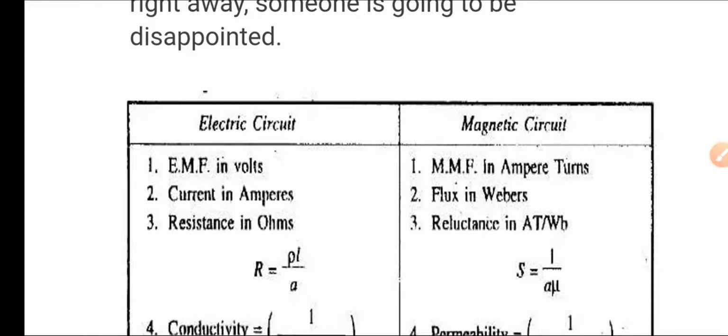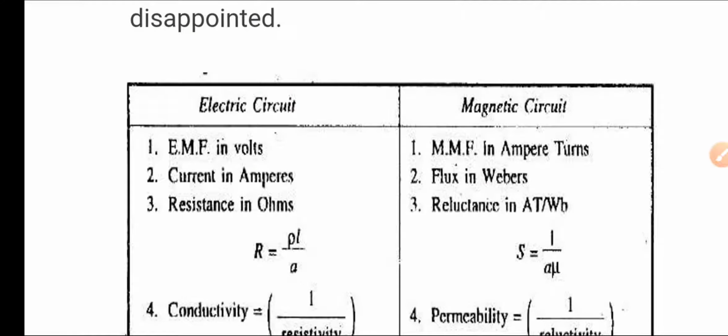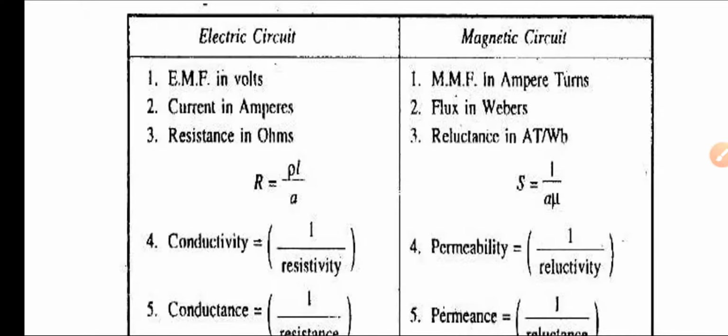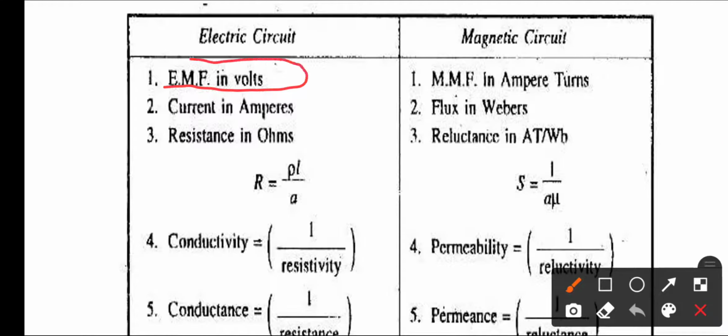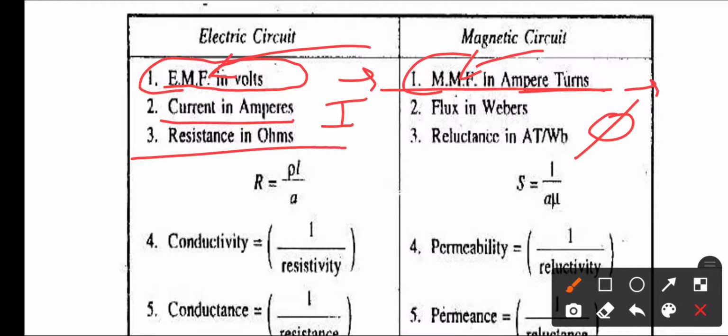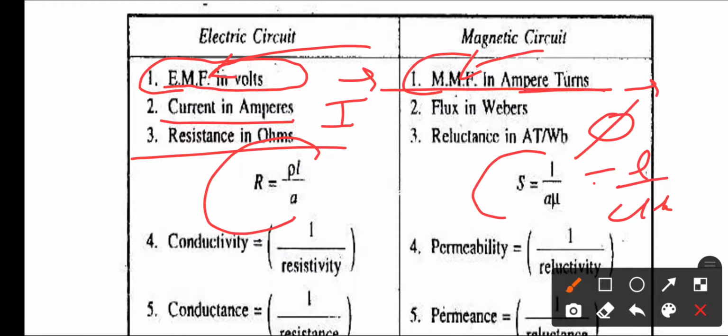Electric circuit and magnetic circuit, you can see the difference between them, then you will be able to understand the difference between resistance and reluctance. In the electric circuit there is an EMF in volts, and in the magnetic circuit there is a magnetic motive force in ampere turns. In the electric circuit we have a current; in the magnetic circuit, similar to current, we have a flux. In the electric circuit we have a resistance, rho L upon A. In the magnetic circuit, similar to the resistance, we have a reluctance, L over mu A, where mu is the permeability, as I have already told you.